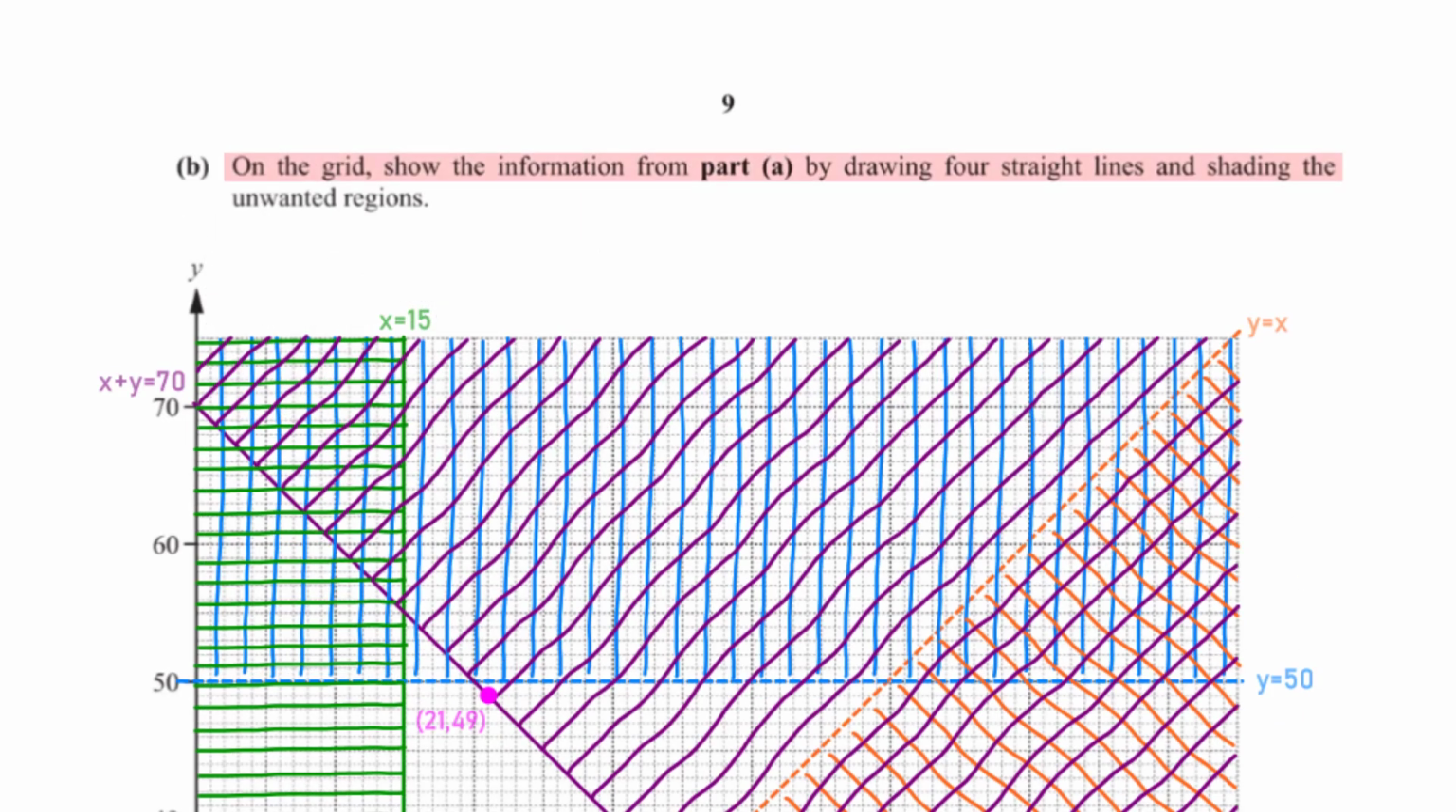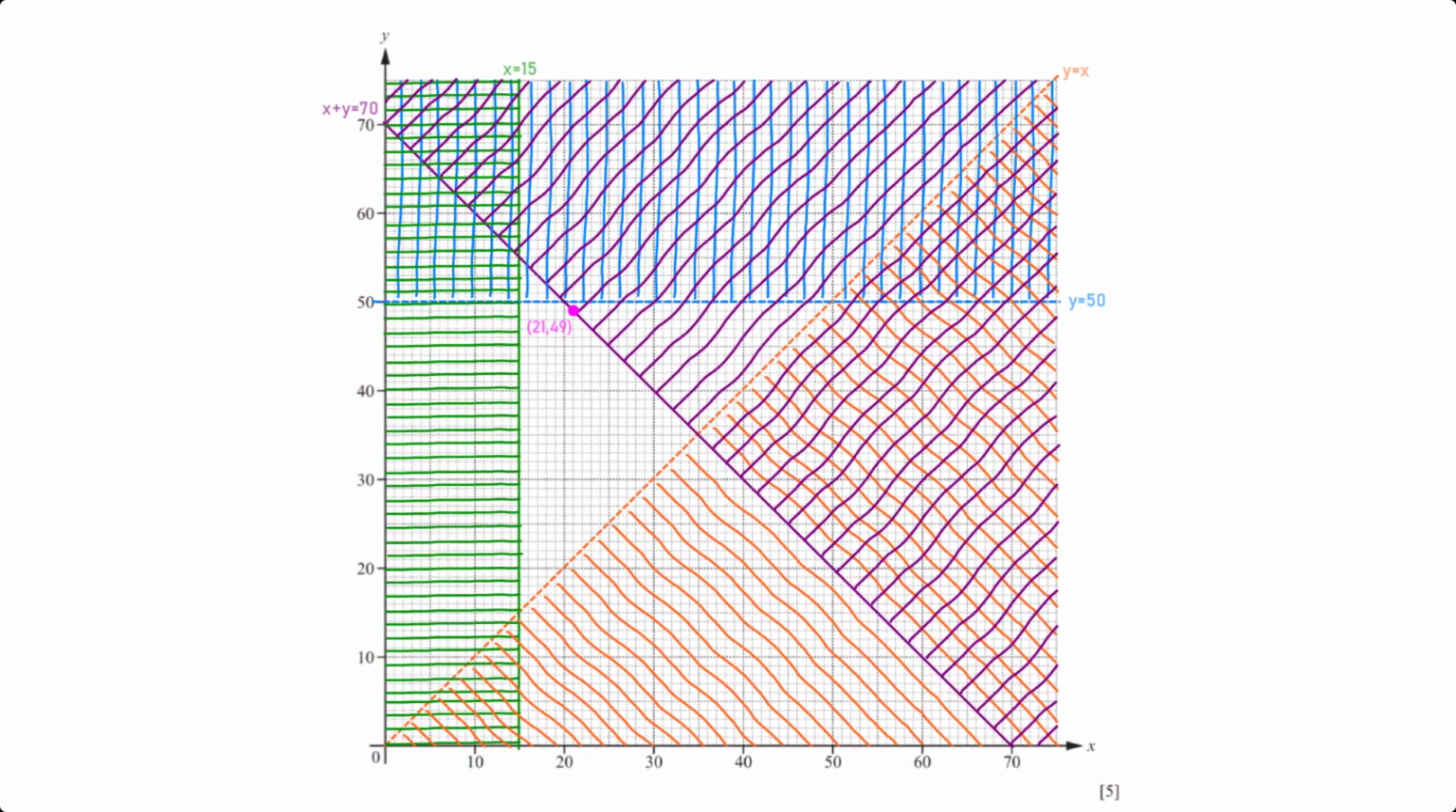On the grid, show the information from part A by drawing 4 straight lines and shading the unwanted regions. Before we can shade the unwanted regions, we need to draw the boundaries or the lines for each of the inequalities. So for each of the 4 inequalities, we draw the lines y equals x, x equals 15, y equals 50, and x plus y equals 70. Note that we draw the lines y equals x and y equals 50 as broken lines because they do not have an equal sign attached to their inequalities.